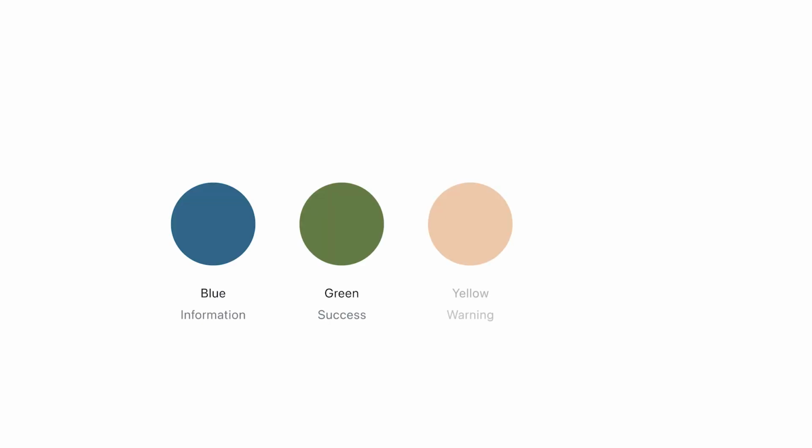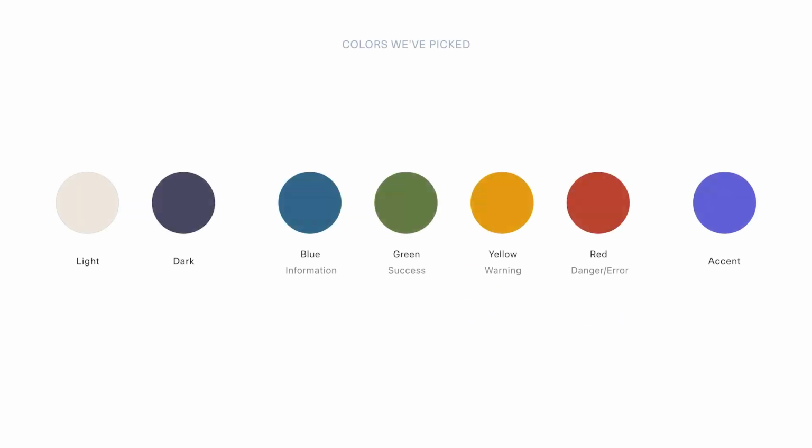So let's quickly recap on the colors that we've chosen. We've created a grayscale for foundations. We've chosen a blue, green, yellow, and red for status and feedback, and purple for accent or primary color. Now let's define how these colors get applied to the UI.